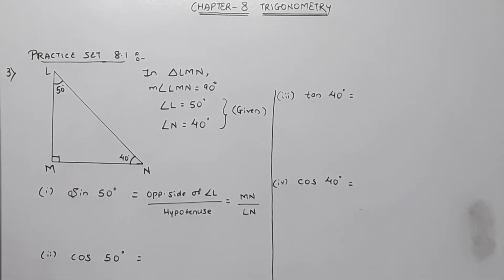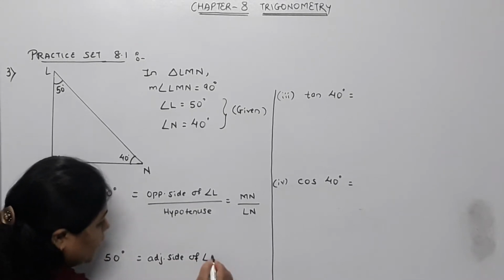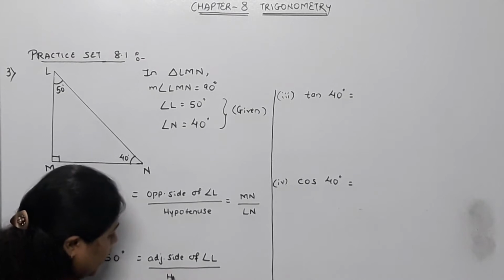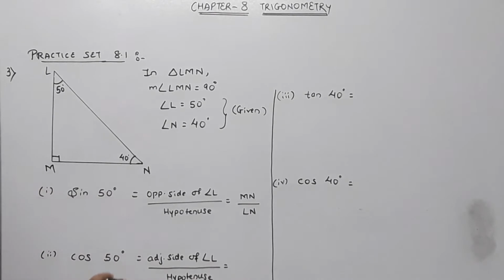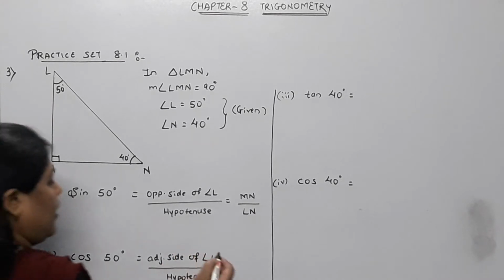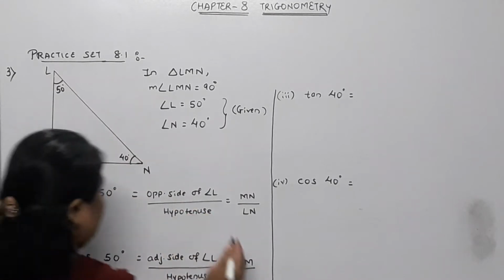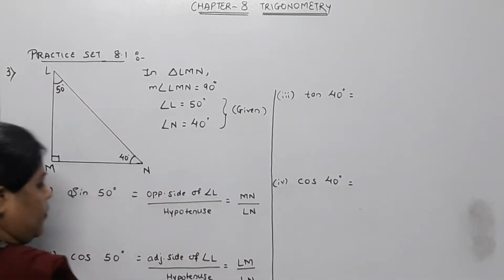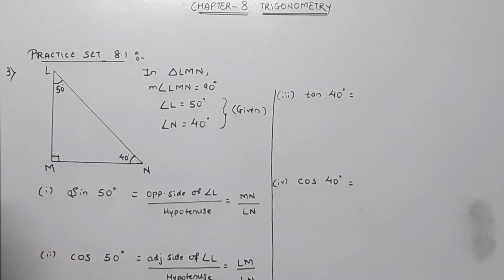Then we'll solve for cos 50. Cos 50 says that adjacent side of angle L upon hypotenuse. Now what is adjacent side of angle L? Adjacent side of angle L is LM upon LN. That is hypotenuse. Okay. So this way we have done with our second answer also.